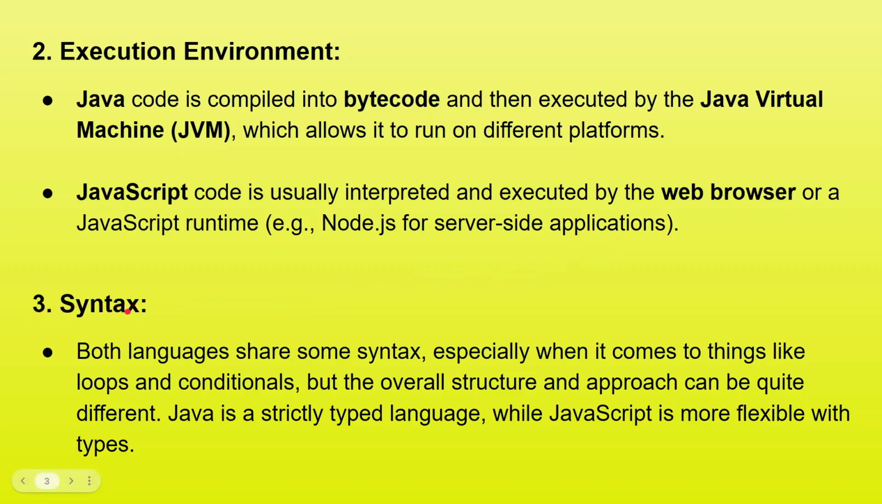Third point, syntax. Both languages share some syntax, especially when it comes to things like loops and conditions, but the overall structure and approach can be quite different. Java is a strictly typed language while JavaScript is more flexible with types.